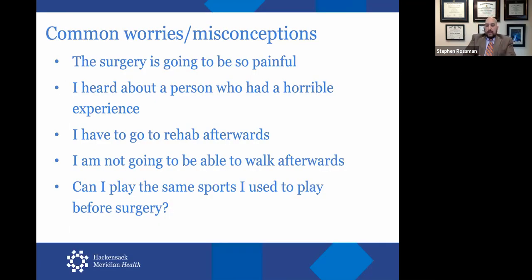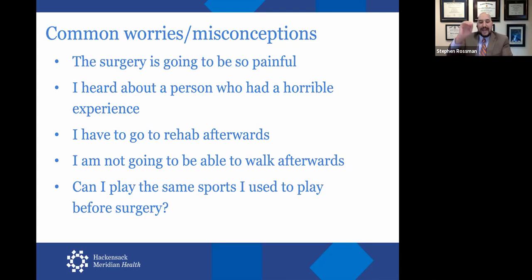Now I want to talk about some common worries or misconceptions. When I was making this slide, I thought about the questions that patients ask me all the time, and that's why I put them on the slide, because I can go over them. A lot of patients are worried about undergoing surgery because they think it's going to be so painful. I would never lie and say you're not going to have any pain whatsoever, but as I described, nowadays we use a multimodal pain protocol.